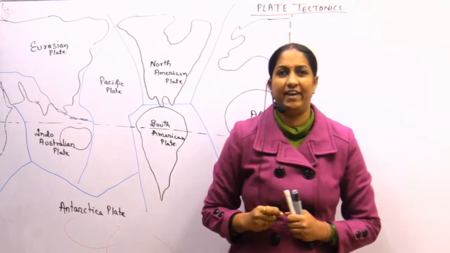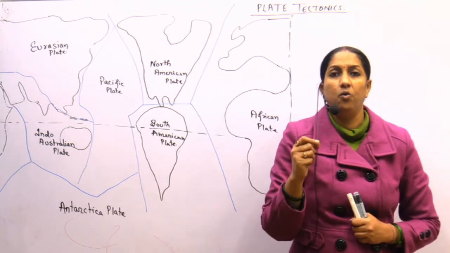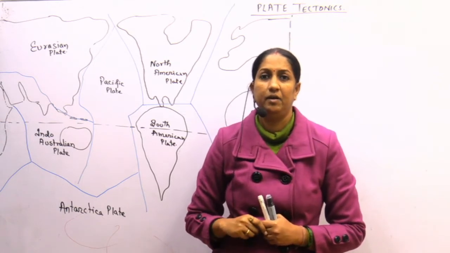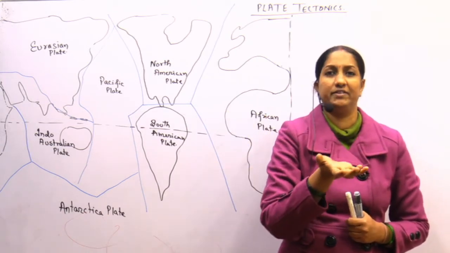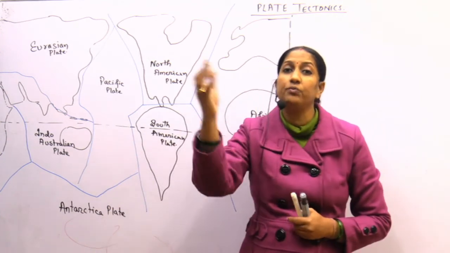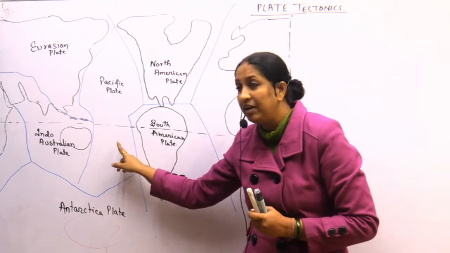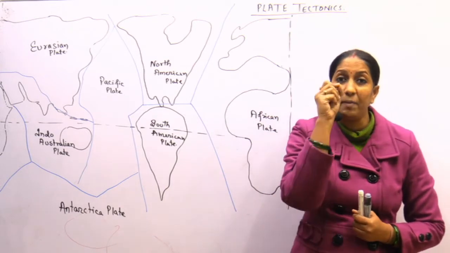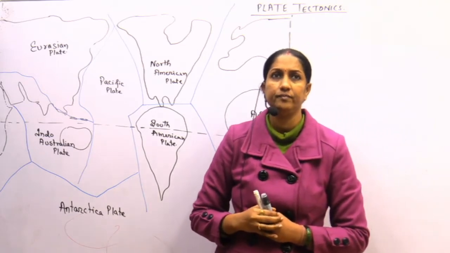So here I can say that the plate tectonic theory is an improvement over the continental drift theory of Wegener, because the continental drift theory says that the continents are moving over the oceans, while the plate tectonic theory says that it is the lithosphere which is floating over the asthenosphere. It means the ocean basin is also moving over the asthenosphere. So this is the basic difference between the plate tectonic theory and the continental drift theory.